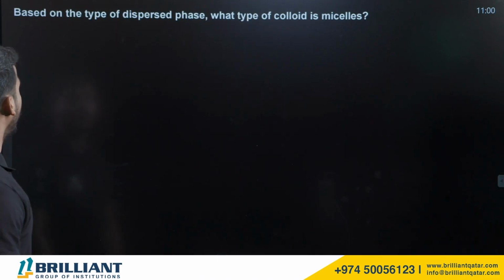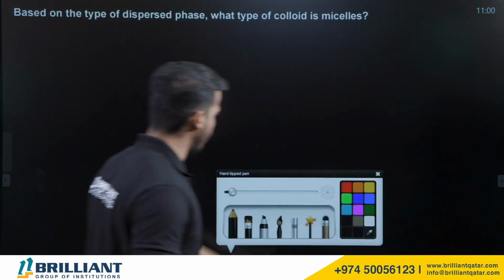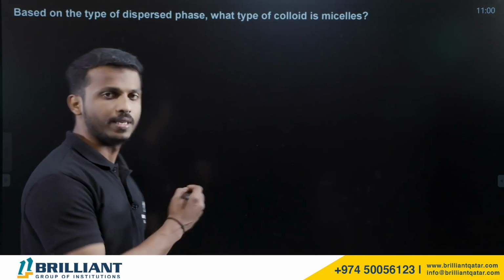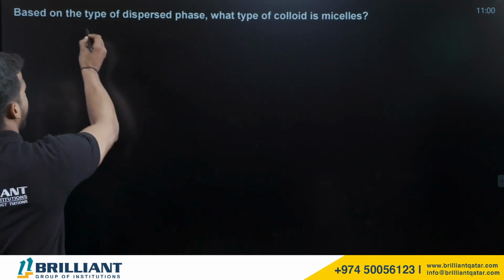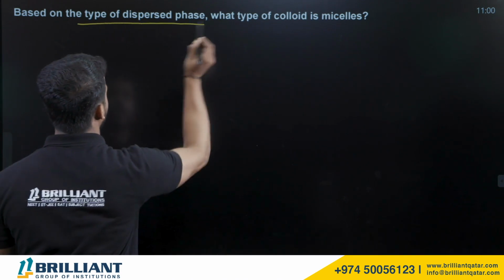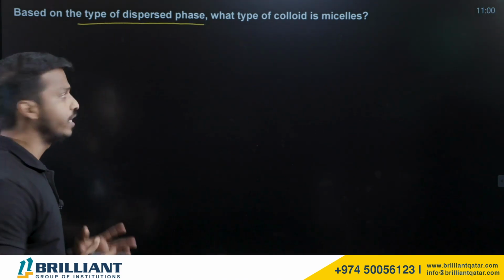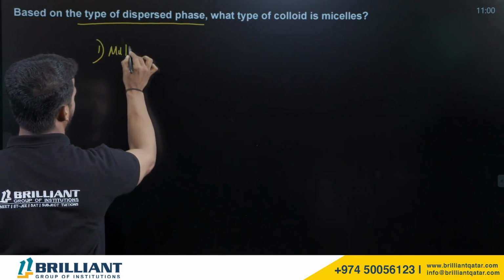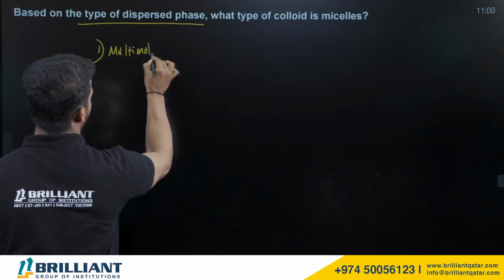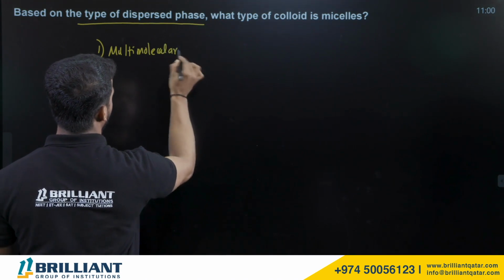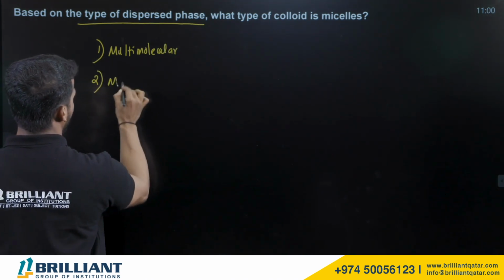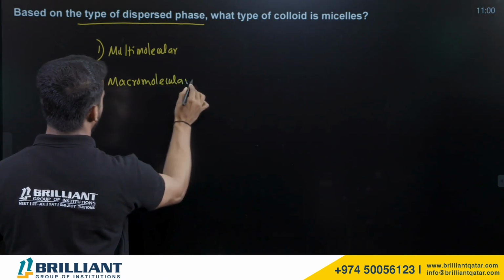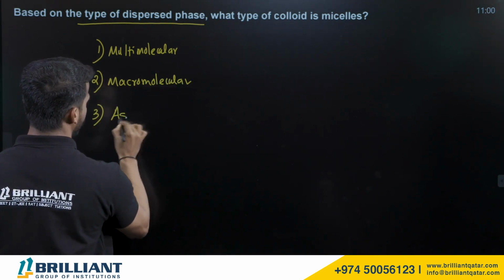Then, based on the type of dispersed phase, what type of colloid is micelle? Dear student, depending on the type of dispersed phase, especially its size, we classify colloids into three types. One is called multimolecular colloid. The other is called macromolecular colloid. The third is called associated colloid.